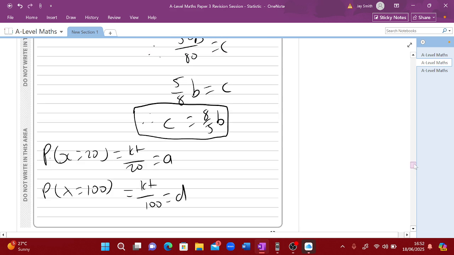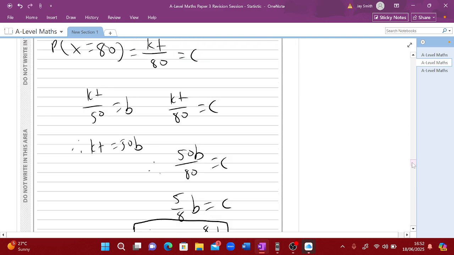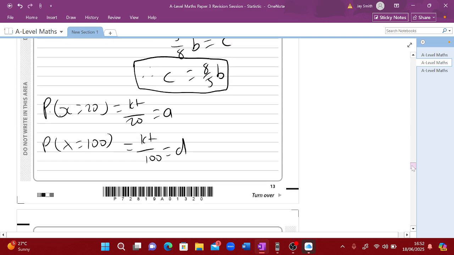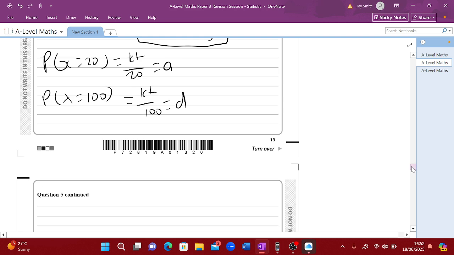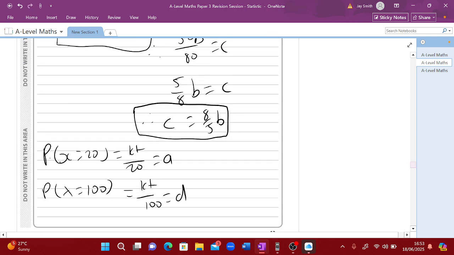So what's the strategy going to be here? We've got more equations. What we also know is that all of these probabilities have to add up to 1. We've got four equations, so if we can get all these in terms of just B, or C, then we're going to get all of these in terms of one letter, and we can add that to 1 to solve it. I think that's the strategy, but hopefully it will make more sense as we go along. We've got A and D in terms of KT again, but we know what KT is. That's 50B. So therefore A is going to be 50B over 20.